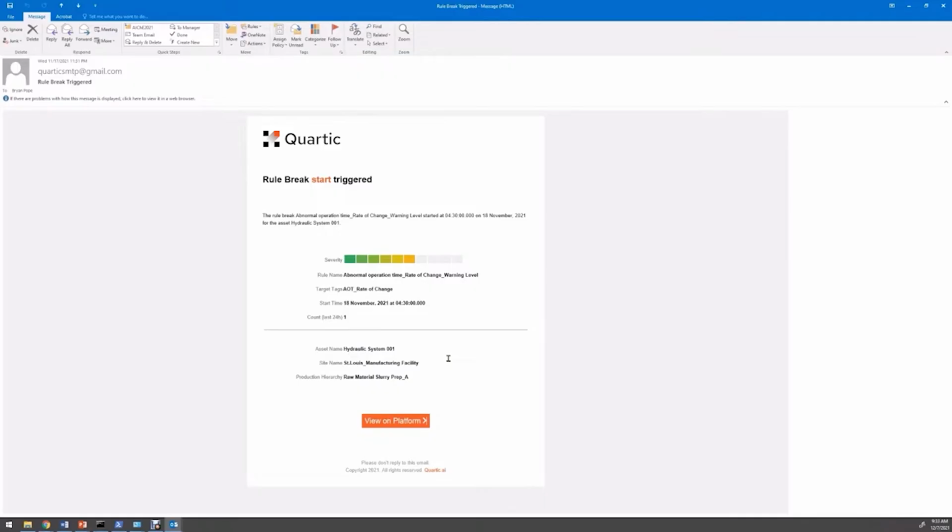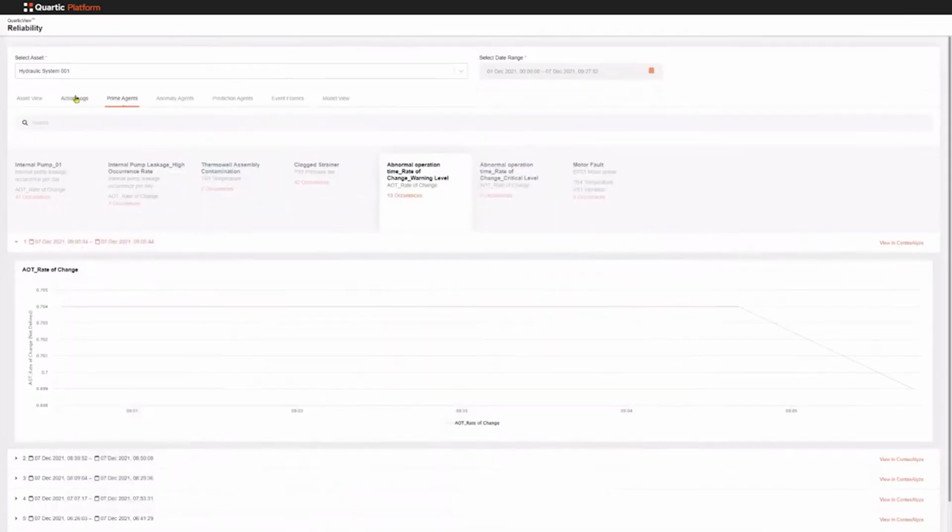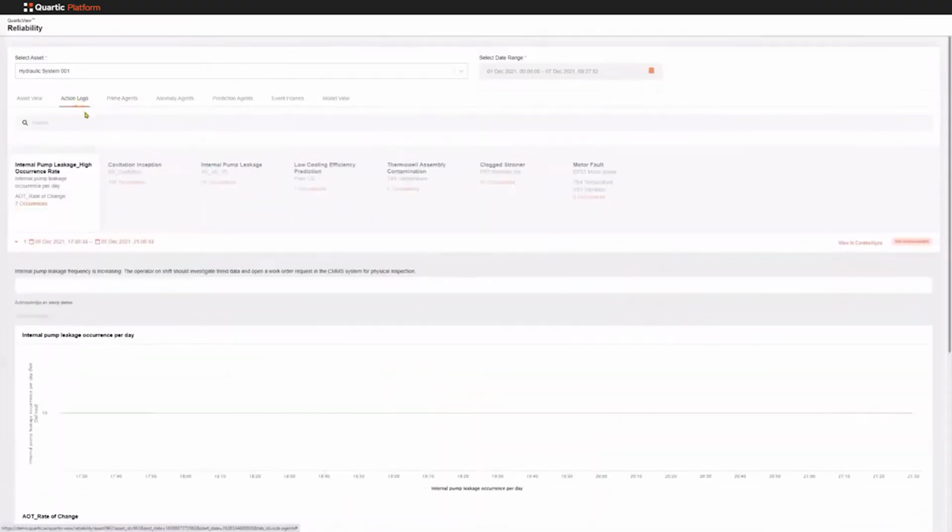So from this notification, I can come back into my action log and see what contributed to that high rate of AOT change. And here we can see we have a high occurrence rate for internal pump leakage, which is also linked into our abnormal operation time. So this failure mode is a major contributor to my overall increased rate of abnormal operation time. And because this is accelerating, our risk of failure is also accelerating. So this is now more urgent, and we want to take an action on it.